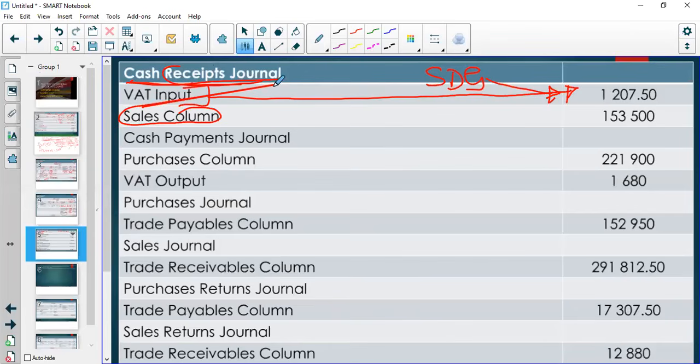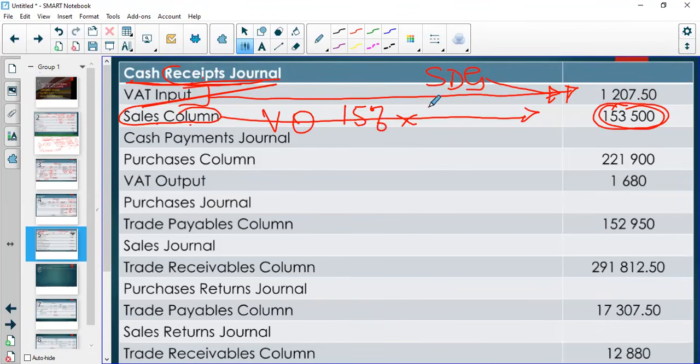So under your cash receipts journal, there is a sales column, right? It's 153,500. So we're still dealing with the cash receipts journal, right? So in the cash receipts journal, there will be a column for VAT input. There will be a column for sales as well. So you need to remember that this amount under sales is recorded exclusive of VAT. So therefore, the VAT output is going to be 15% of 153,500, right? So you need to remember that.